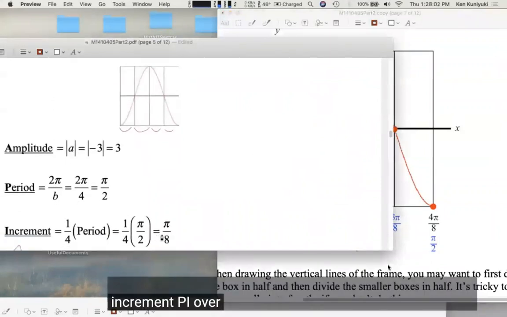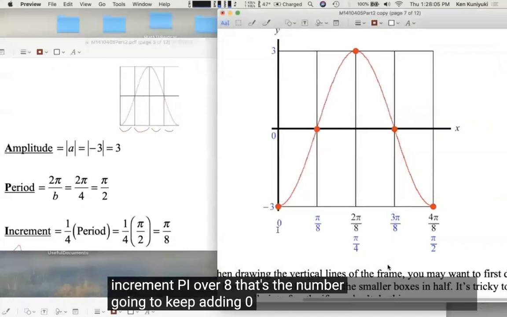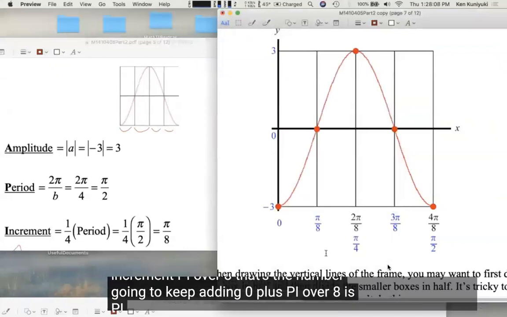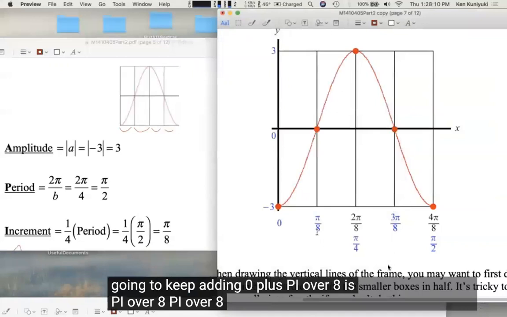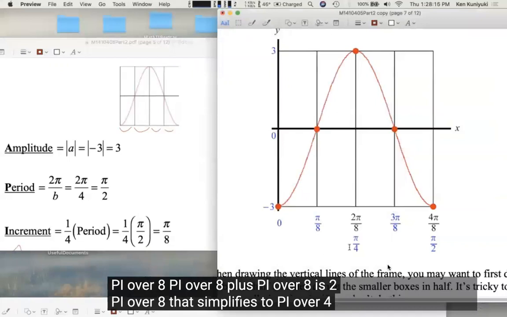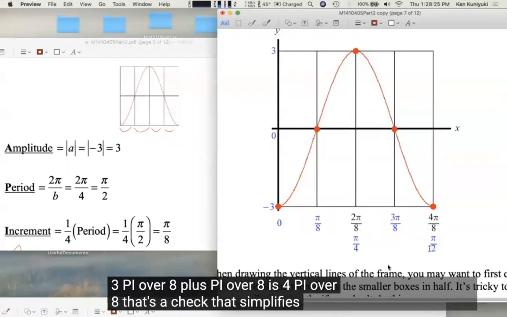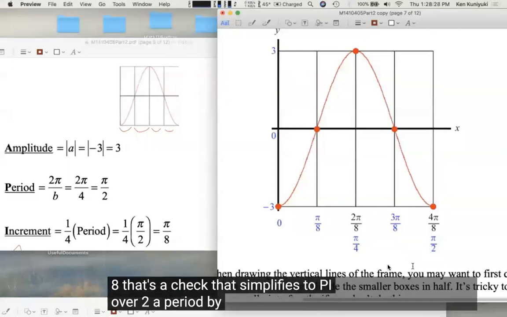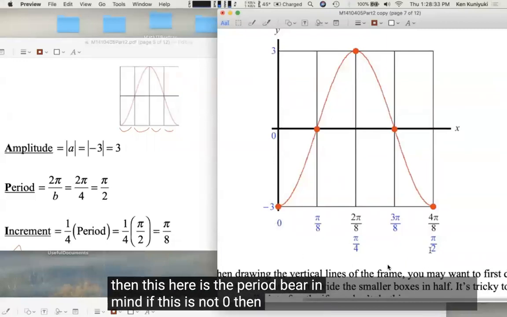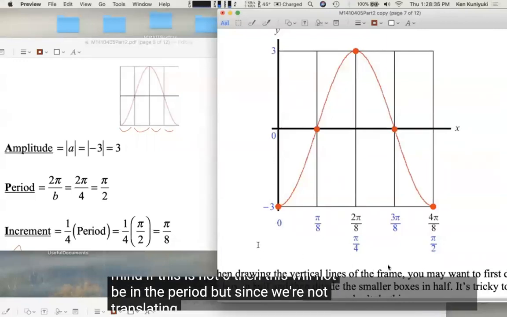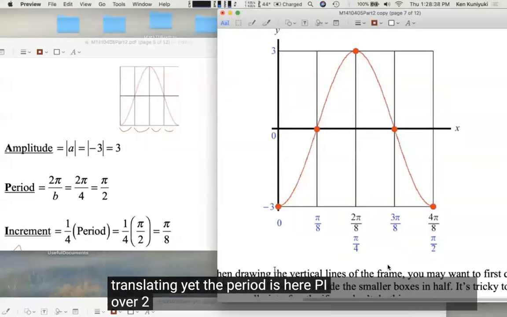Increment, pi over 8. That's the number we're going to keep adding. 0 plus pi over 8 is pi over 8. Pi over 8 plus pi over 8 is 2 pi over 8. That simplifies to pi over 4. 2 pi over 8 plus pi over 8 is 3 pi over 8. 3 pi over 8 plus pi over 8 is 4 pi over 8. That's a check. That simplifies to pi over 2, the period. By the way, if this is 0, then this here is the period. Bear in mind, if this is not 0, then this will not be the period. But since we're not translating yet, the period is here, pi over 2.